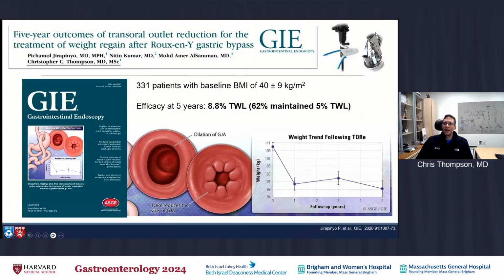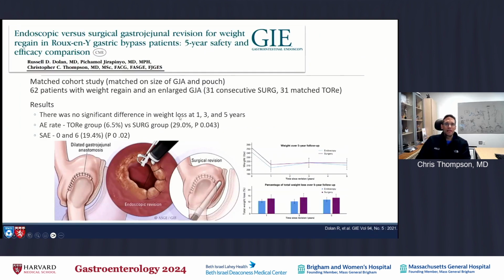So then when we got the new suturing device, we were able to put full thickness sutures in and actually change the pattern to a purse string pattern. So here we studied 331 patients. We did a 5-year follow-up, and they had an 8.8% total weight loss. So very impressive, actually. So now this actually 10-year results, it's still above 8% total weight loss at 10 years. We presented that at DDW. So very exciting. And this is good. And if you compare this to surgery, it's the same amount of weight loss. There's no difference. So you're getting the same amount of weight loss as a surgical procedure.